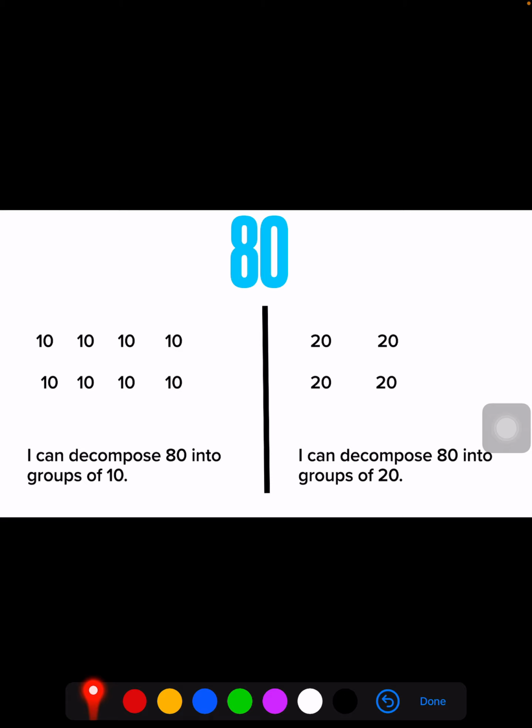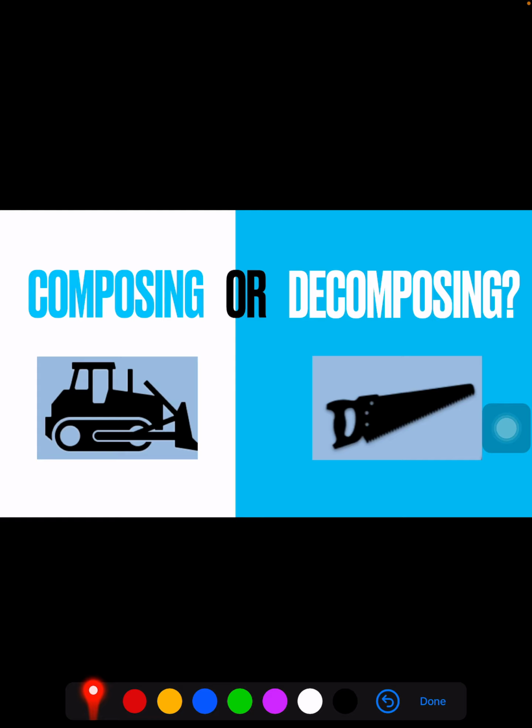Well, I know I can break it up into groups of 1. I can make 80 groups of 1. It would just take a long time. Is there another way we could decompose 80? Ooh, I know we like to practice skip counting by 5s. Could we decompose the number 80 into groups of 5? Yeah, we can. Great job.